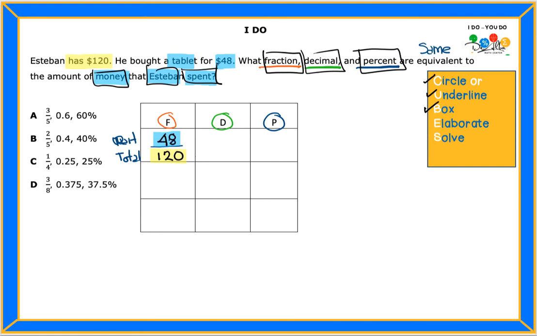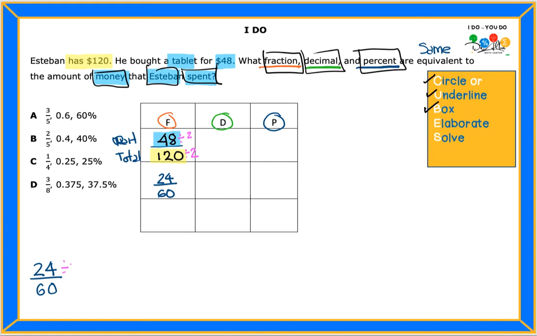Great. So now I have a fraction here, and fractions can be simplified, right? So that will be my first job. And to simplify, I can divide by 2 on the numerator and divide by 2 on the denominator, and that's gonna take me to 24 over 60. Can I keep dividing? Yes, of course. And I'm gonna keep dividing on the side. 24 over 60.